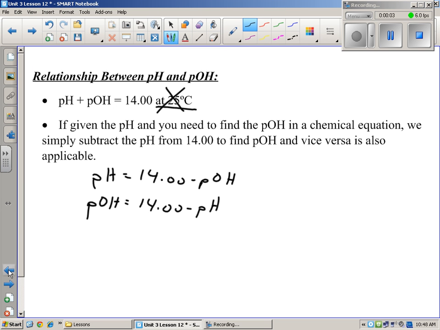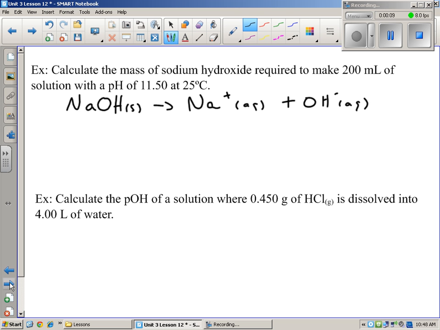pH plus pOH equals 14. Once again, 14 minus pOH will give you the pH, and 14 minus the pH will give you the pOH. So once again, calculate the mass of sodium hydroxide to make 11.5 pH, right? Fairly strong base. Basically what we're asking here is how much of this do I have to put into 200 milliliters to make that pH?